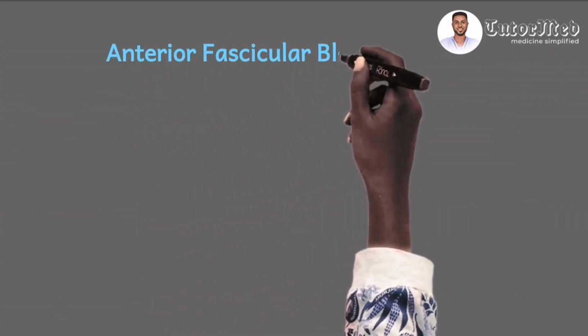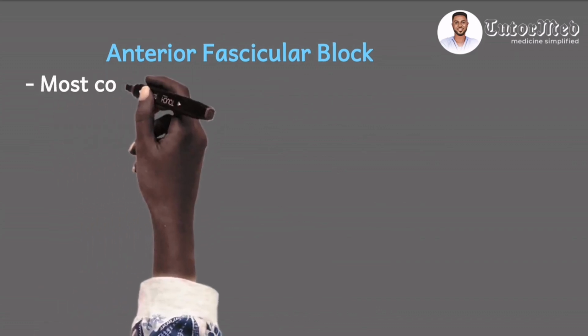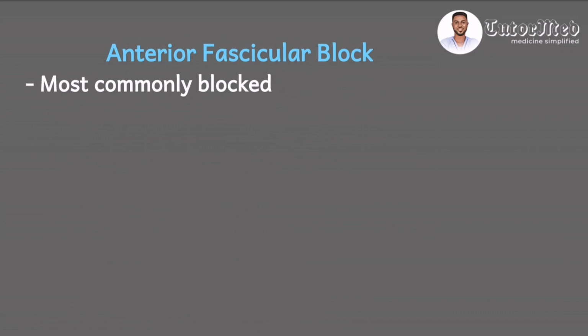Now, let's just briefly, but in a simple way, discuss the anterior and posterior fascicular blocks. And so for the anterior fascicular blocks, let's make these statements. We want to say that the anterior fascicle is the most commonly blocked compared to the posterior fascicle. Most of the times, it is the anterior fascicle which is blocked.